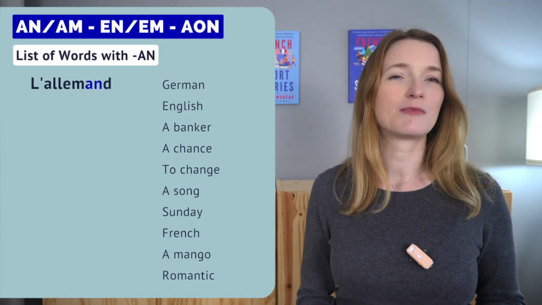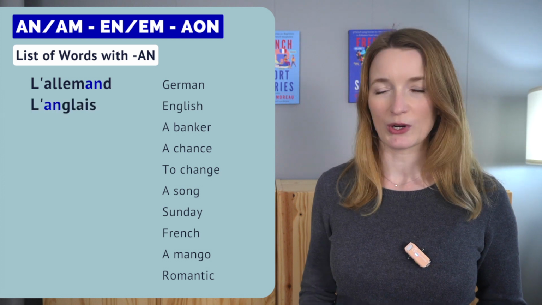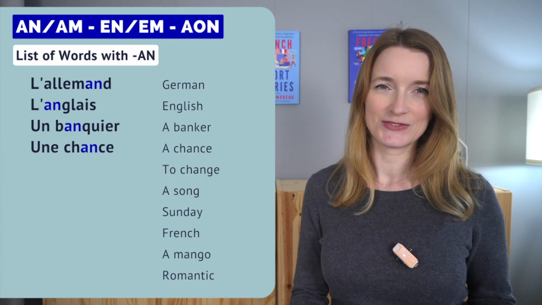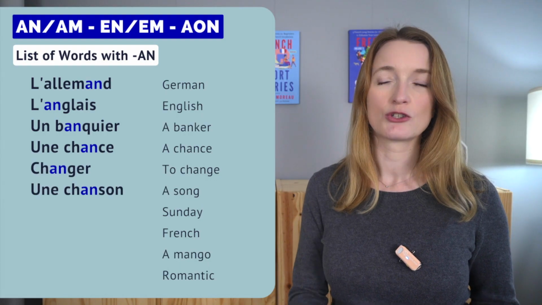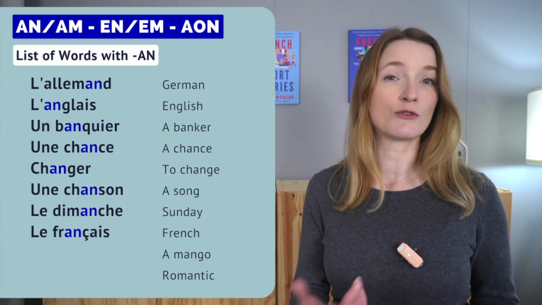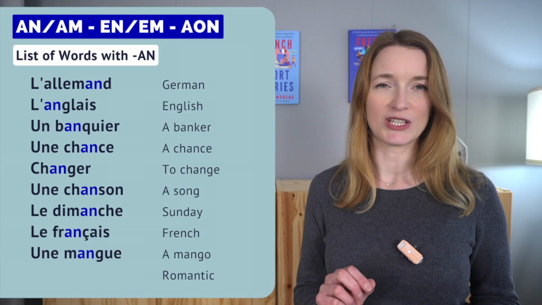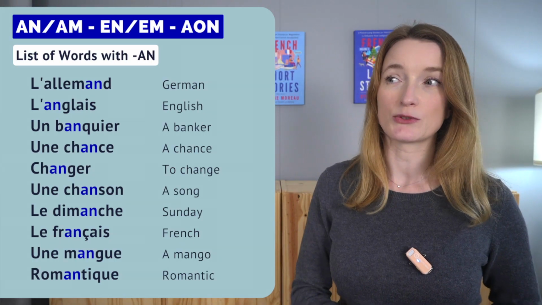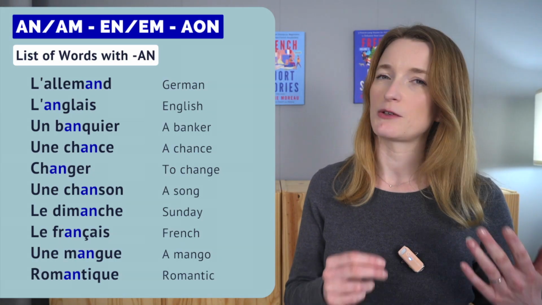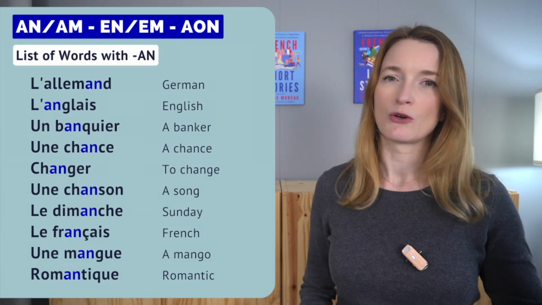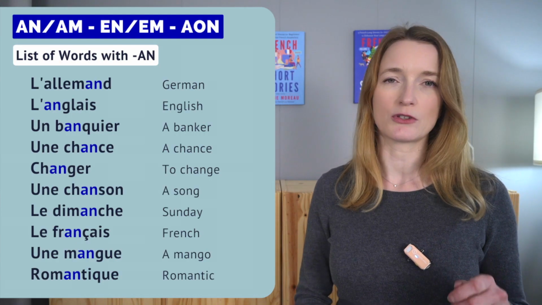So let's see. First, a list of words including an. We have l'allemand, l'anglais, un banquier, une chance, changer, une chanson, le dimanche, le français, une mangue, romantique. I don't repeat the words today because we have a lot, but I have the audio on my website if you want to listen to it over and over again. All the audios are also going to be on the blog post.